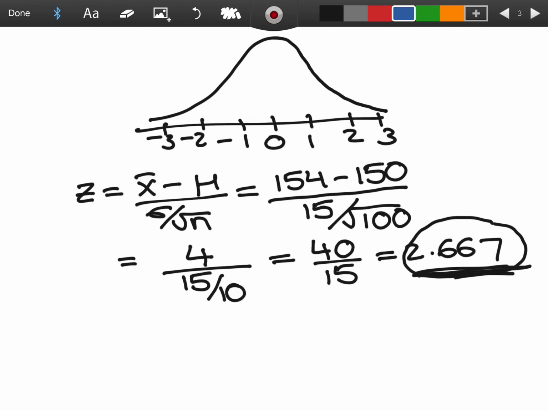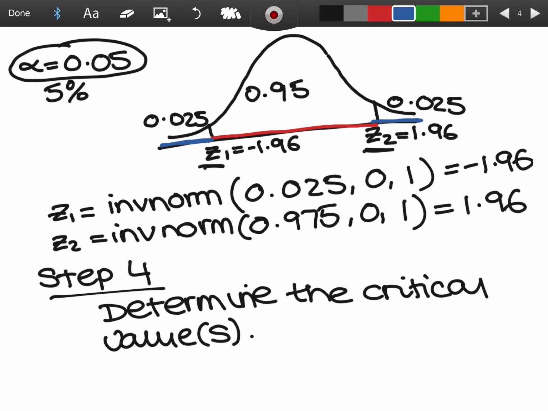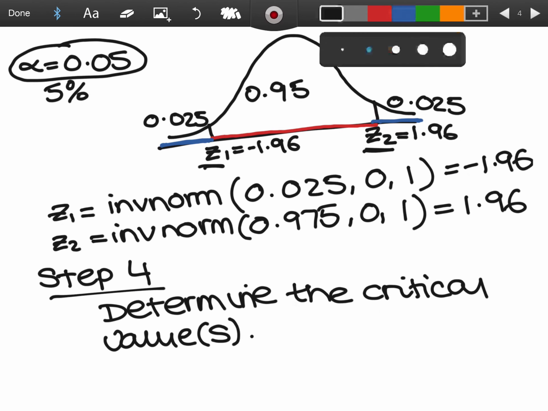The test statistic for this problem was this Z value, which was 2.667. Well, that's greater than 1.96. So our Z value for this one actually falls around here. Okay. So this is our Z value roughly here. So because it falls within that blue range, okay, it falls within that 5% of the time that we want to reject our null hypothesis.